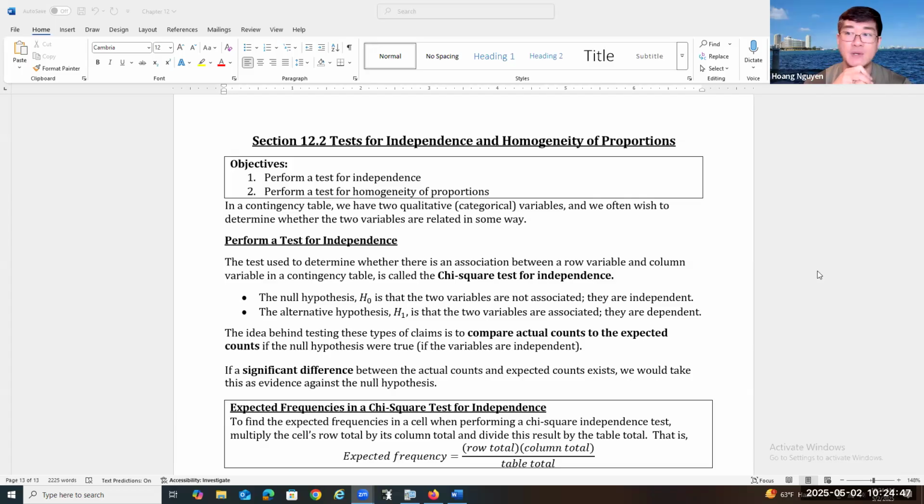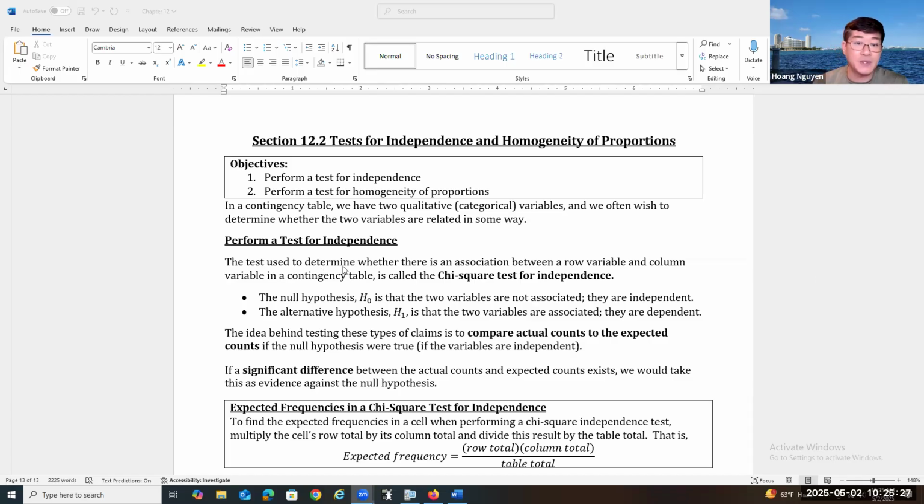So in a contingency table, we have two qualitative or categorical variables, and we often wish to determine if the two variables are related in some way. So that's going to be the idea for the test for independence. When you have two categorical variables and you want to determine if they are related or not related at all, that's the test for independence.